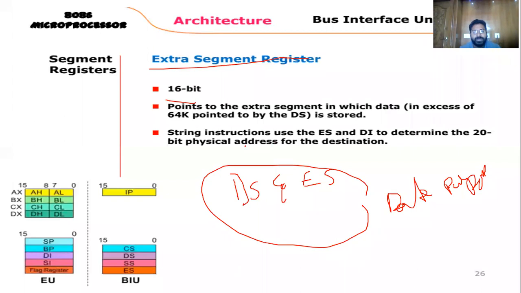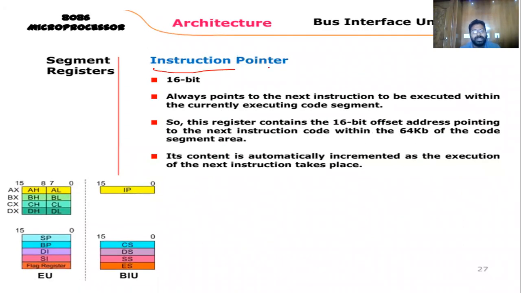Data purpose. You know that this 16-bit address, this extra segment register address, is provided by the destination index. Then the next one is the instruction pointer, IP. Let's see this instruction pointer. These are all available at the bus interface unit. You see this, nothing but the instruction pointer. Why are we using this instruction pointer?